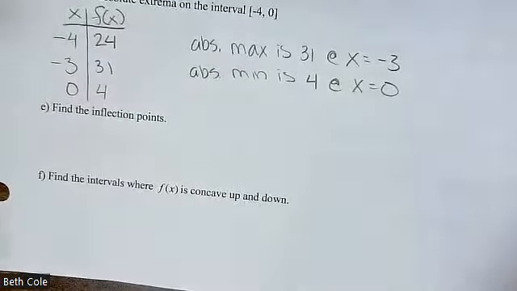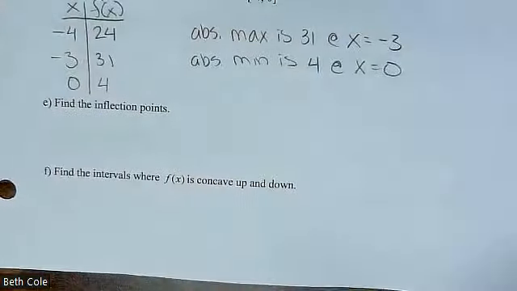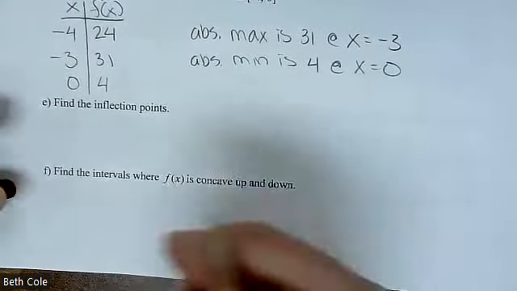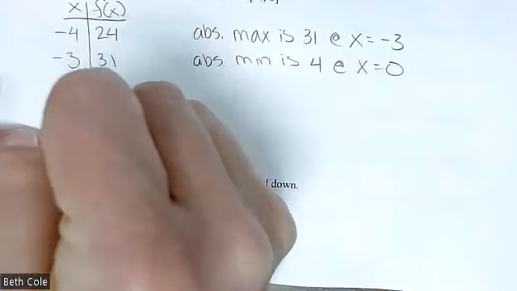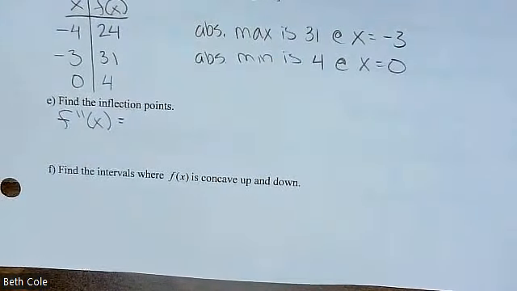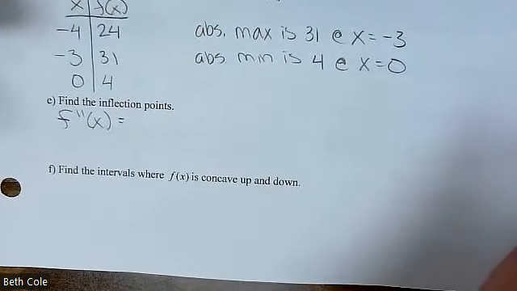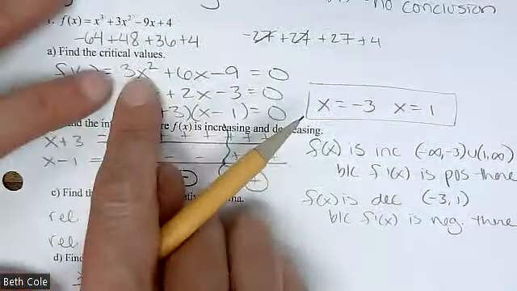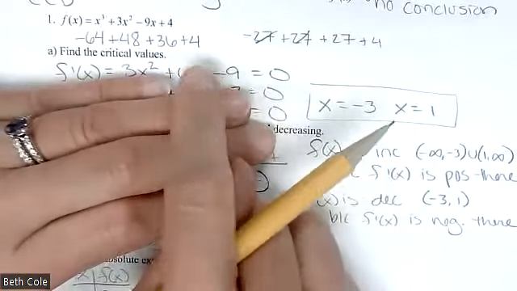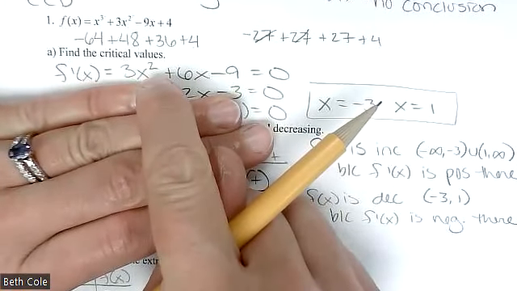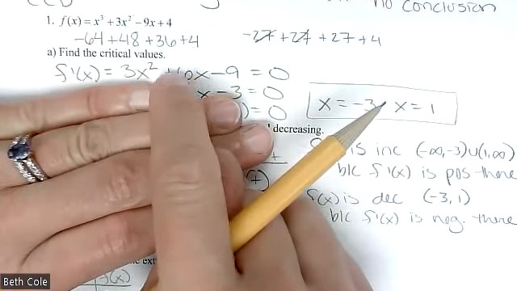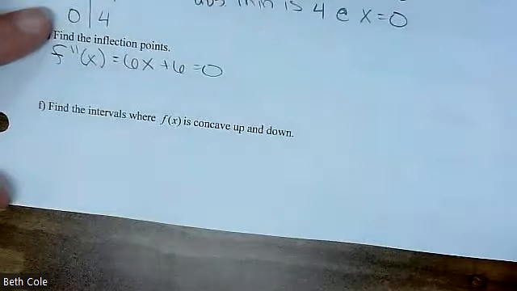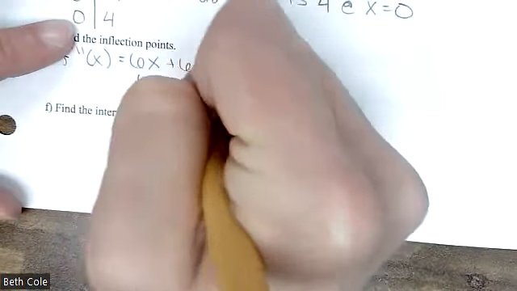Now we're venturing on into the second derivative. How would you get your inflection points? Second derivative, good, equals 0. Okay, so go back to your first derivative in part A. So we're looking back right here. The derivative of this would give you what? 6x plus 6, good, equals 0. And then you would solve that.